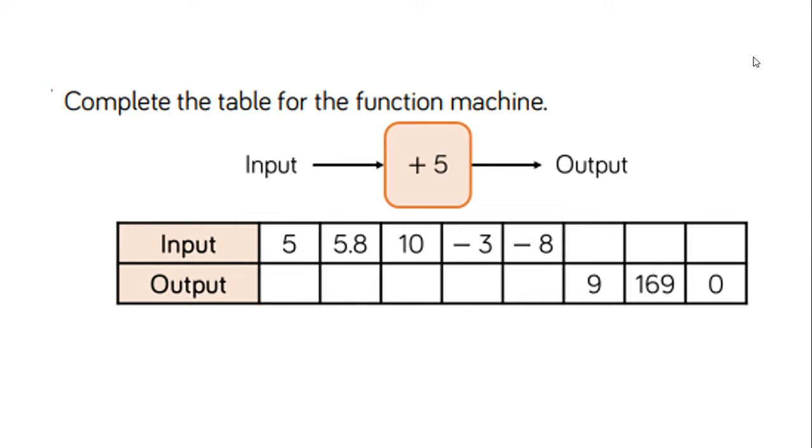Okay, so quite simple, just adding 5 each time. So 5 plus 5 is 10, 5.8 plus 5 is 10.8, 10 plus 5 is 15, minus 3 plus 5 is 2, minus 8 plus 5 is minus 3. Working backwards, we would do the inverse, which would be subtract 5. 9 subtract 5 is 4, 169 subtract 5 is 164, and 0 subtract 5 is minus 5.